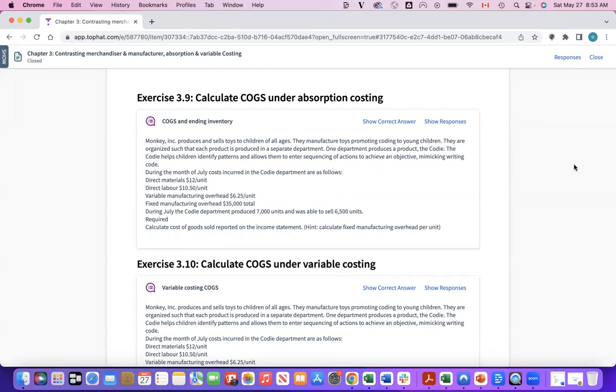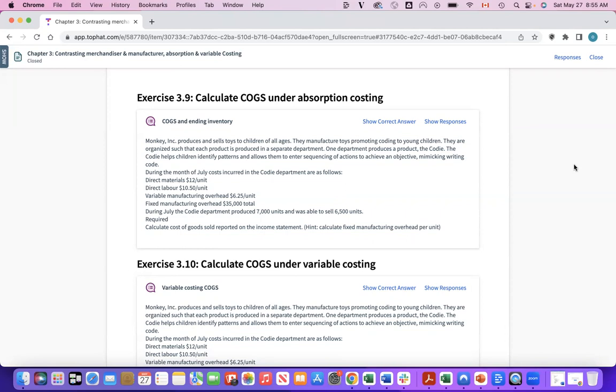So the question reads, Monkey Inc. produces and sells toys to children of all ages. They manufacture toys promoting coding to young children. They are organized such that each product is produced in a separate department. One department produces a product, the Cody. The Cody helps children identify patterns and allows them to enter sequencing of actions to achieve an objective, mimicking writing code. So during the month of July, costs incurred in the Cody department are as follows.